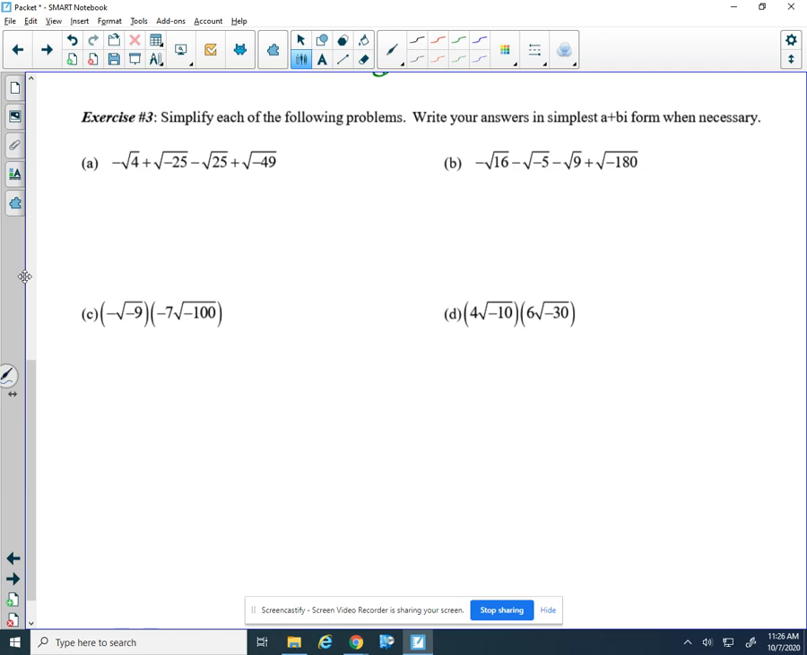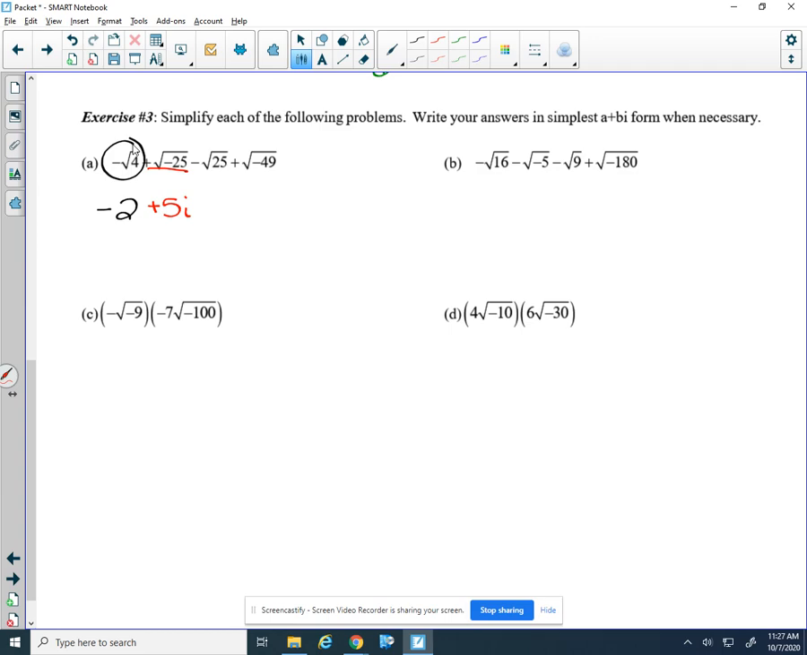So looking at letter A, first off, I have negative the square root of 4. Now that negative is not in the radical, so there is no i that's produced from that part. So that's just negative 2. Then we're going to move on and do the square root of negative 25. So the square root of negative 25 is 5i.